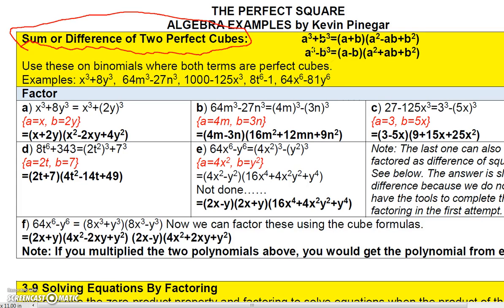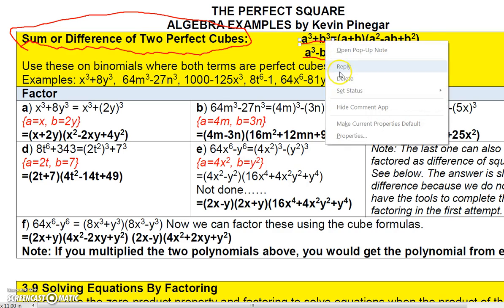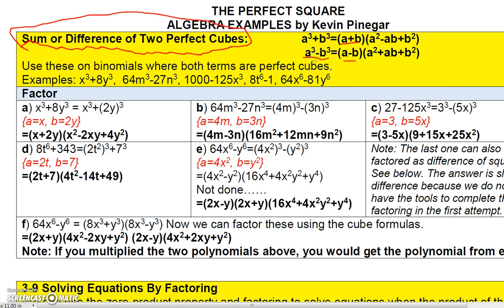So if you have a cubed plus b cubed, in other words, if you have the sum of two perfect cubes, they're going to factor into a plus b times a squared minus ab. Now notice this is minus ab, not minus 2ab like it was for the perfect square trinomials. So it's a squared minus ab plus b squared. Now if it's the difference of perfect cubes, it's going to factor into a minus b times a squared plus ab plus b squared.